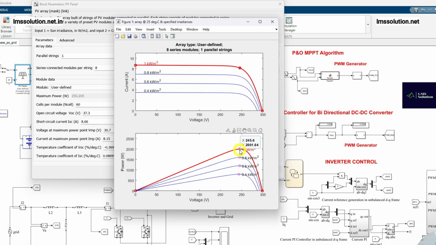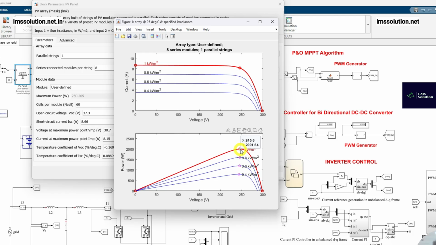You can see that when it is 1000 watts per meter square, the peak power generation from the PV is around 2 kilowatt. For 800 the power generation is around 1.6 kilowatt, for 600 it is around 1.2 kilowatt, and for 400 it is around 0.8 kilowatt. You can also check the voltage. The voltage will vary slightly according to the change in irradiation. So this is a peak point.